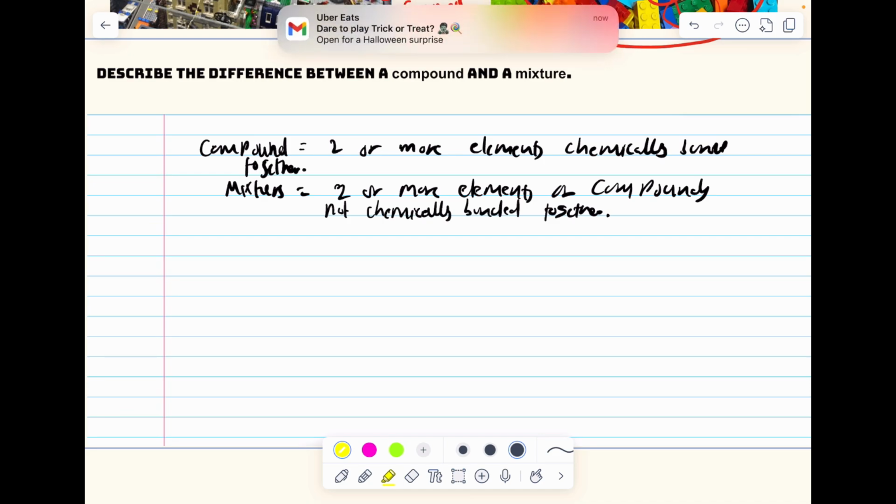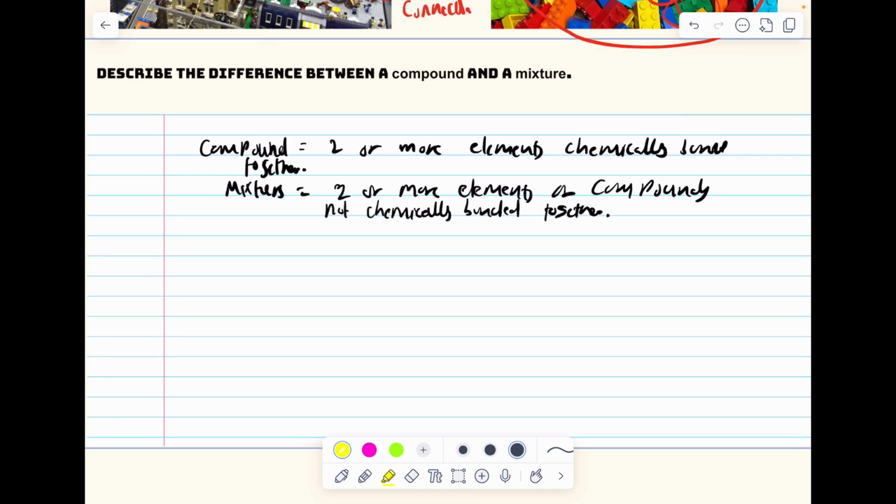Two or more elements chemically bonded together. So again, chemically, two or more elements. And then a mixture is two or more elements or compounds not chemically bonded together.